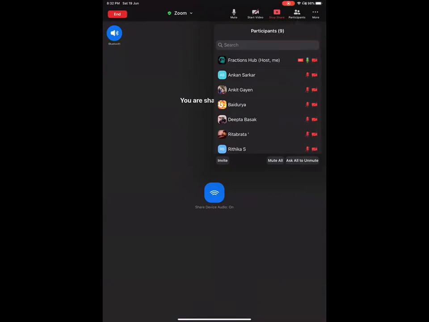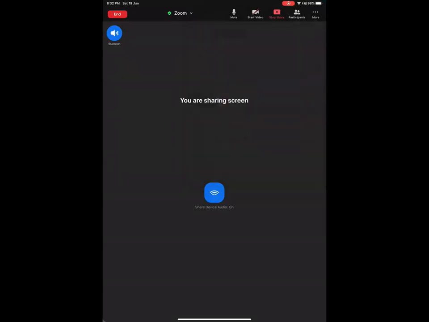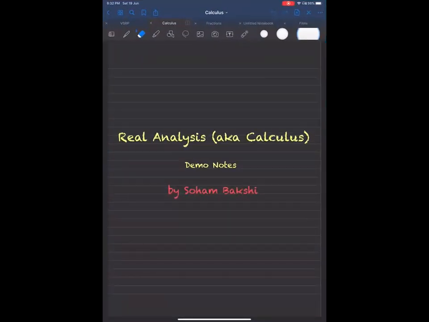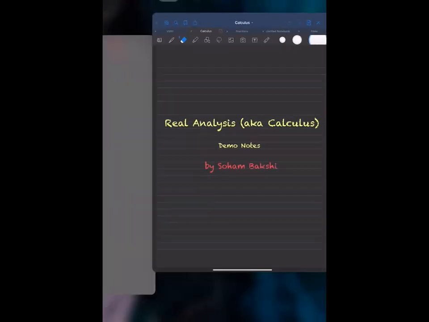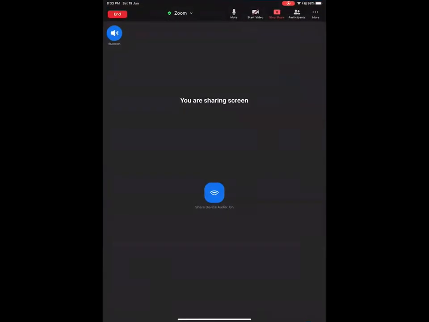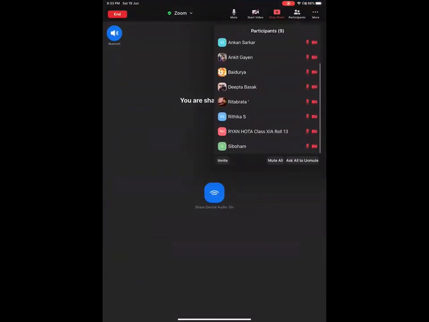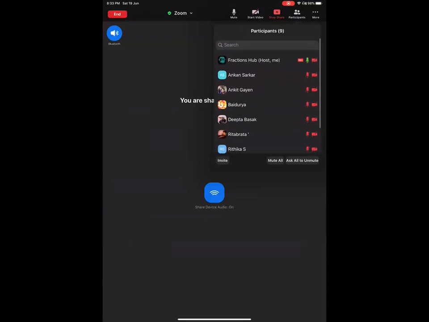So, am I audible first? Can anyone confirm? Yes, you're audible. Okay, and is the screen visible? Yeah. Sorry? Am I sharing the screen now? I think so. Yes, your screen is visible. Okay, great. Yeah, so I will just wait for a little bit more time so that everybody can join, and then we shall start.